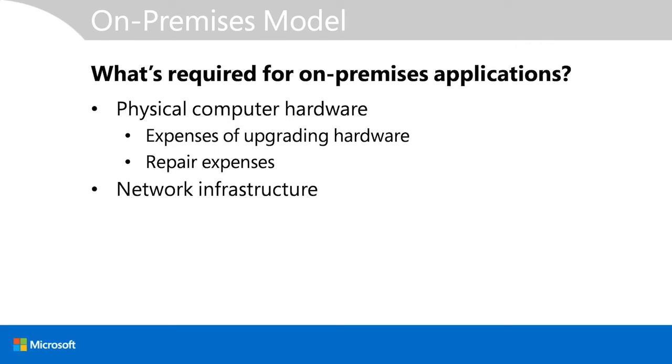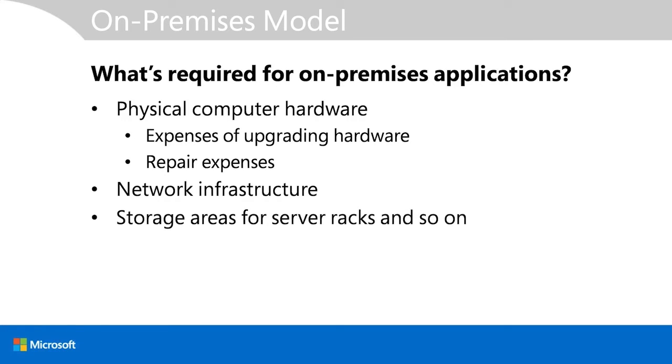You also have to spend money on network infrastructure. Think about it. You need to run network cables. You have to invest in network switches and other network appliances. You have to spend money on firewalls and network troubleshooting equipment. There's all kinds of money involved in network infrastructure. You also have to spend money on storage areas for server racks and all of the other IT equipment you're going to need. And all of these expenses are considered capital expenses. And there are a lot of them. I mean, we're talking about big money.